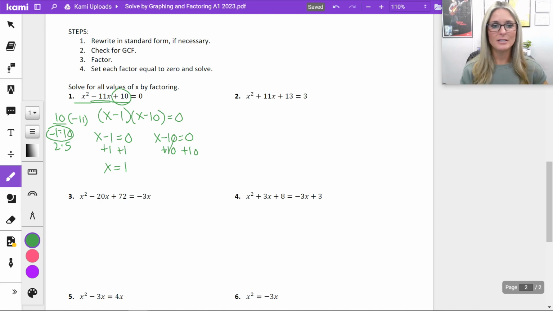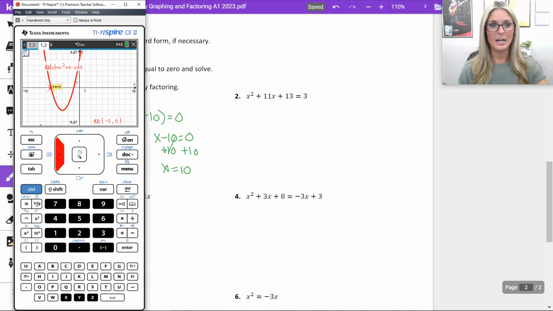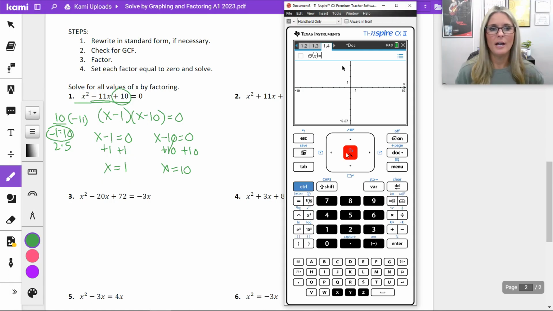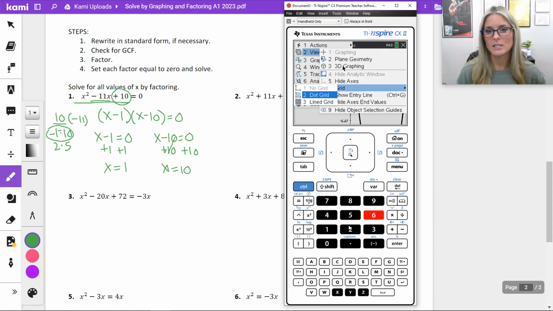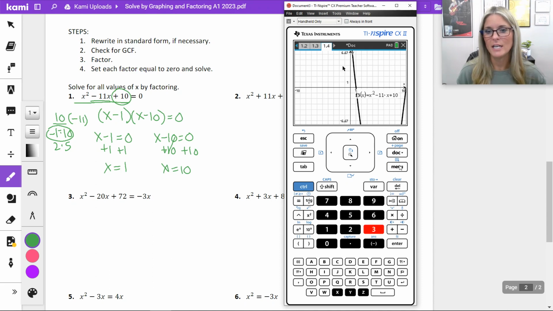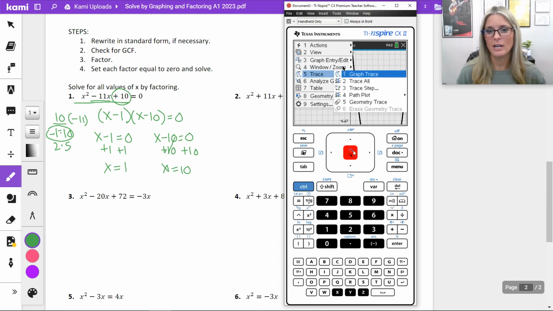I'm going to show you what that looks like on the graph, just so you can see we are doing the same process, but on this one, we are showing it by solving with factoring. So let's grab the calculator. All right, let's graph this one. The related function would have been y equals x squared minus 11x plus 10. Showing our grid lines, and let me turn on trace, graph trace.